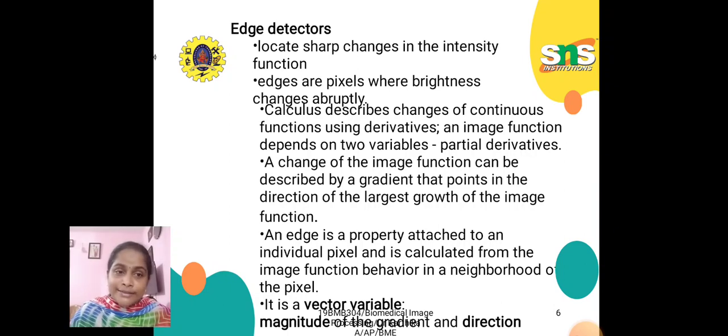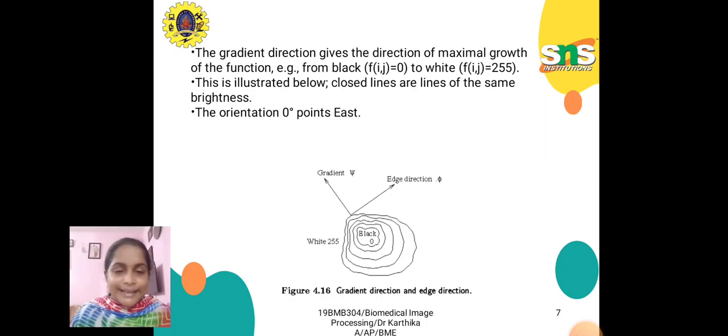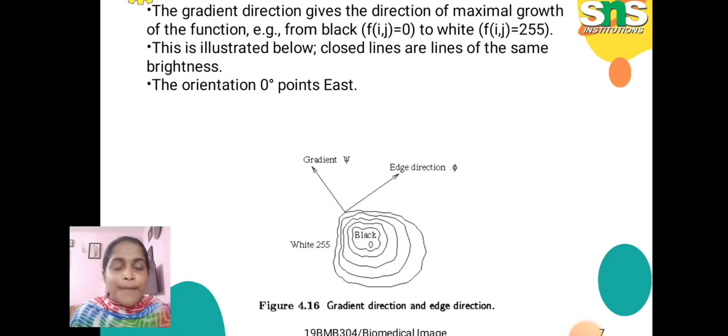And we have a vector variable: the magnitude of the gradient and the direction of the gradient. So we have to calculate both the magnitude and the direction of the gradient to perform edge detection in image processing algorithms. See here the example image, which shows the gradient direction and edge detection. The gradient direction gives the direction of the maximal growth of the function from black to white. Here black is represented by 0 and white is represented by 255. The closed lines are the lines of the same brightness, and the orientation 0 degree points to the east side.